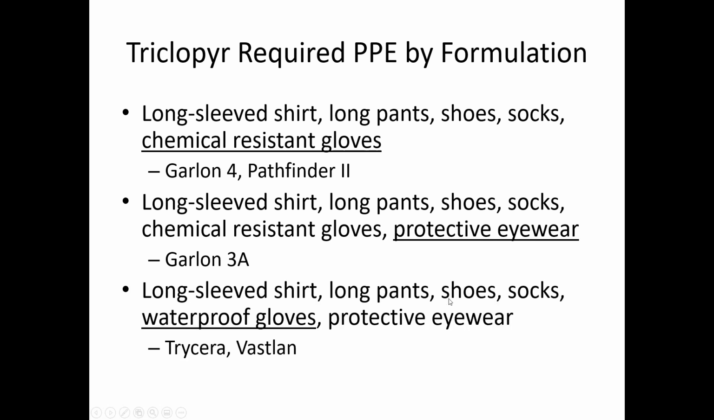All right, and for Tricera and Vaslan, so this will be the acid formulation and the Choline formulation, in this case, all those base things with protective eyewear, and in this case with waterproof gloves, not necessarily chemical resistant gloves. So, if you wanted to have one set of PPE that went across everything, I would use chemical resistant gloves, protective eyewear, long sleeve shirt, long pants, shoes, and socks, and that would have it covered, because you would be going above and beyond each label. You would be going to the most restrictive label there out of the Triclopyr products, and you would be okay.